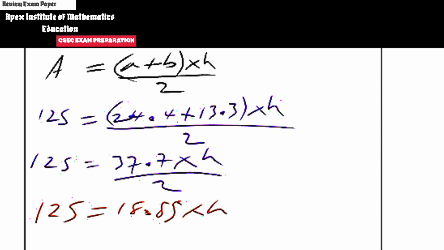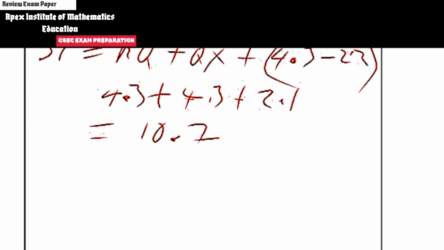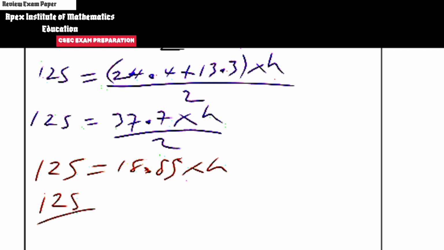So if we times it by H, then the opposite of multiply, because the 18.85 is multiplying the H, we divide both sides by 2, we end up with 125 divided by 18.85, and I believe we should get 6.6. Let's double check that.